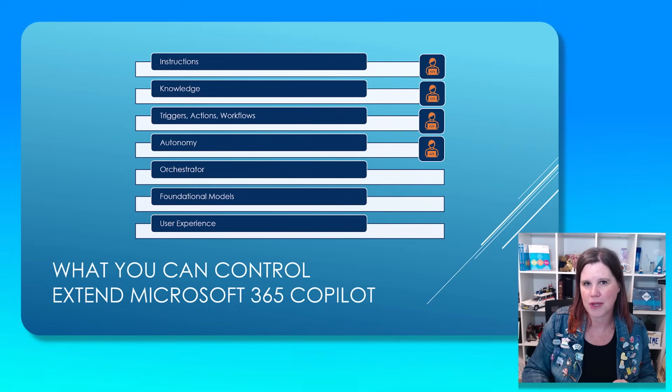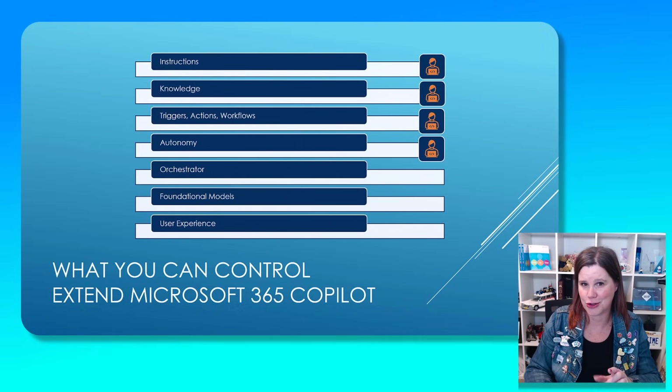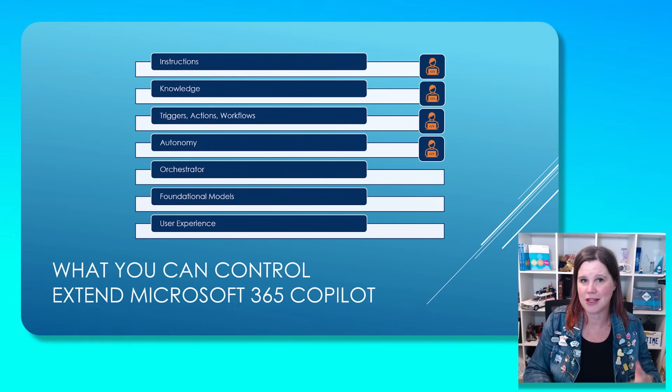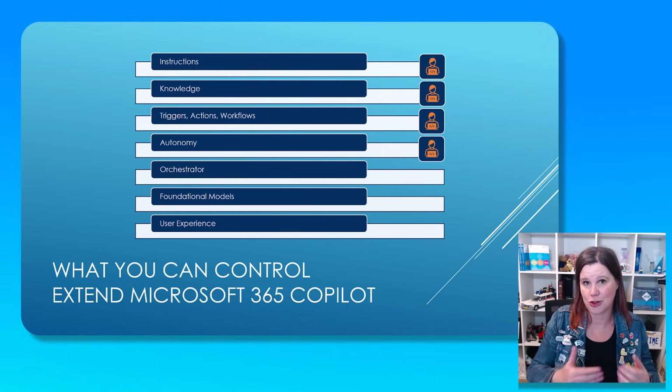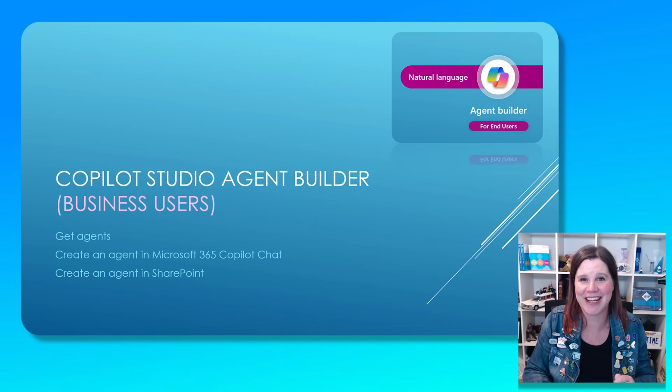I'm going to put autonomy in here as well. I think there are some options in there. I've seen some things coming on the roadmap. Not entirely clear how much of that you can do just yet, but I think that will be part of it. But you do not have control over the orchestrator, the foundational models, and the user experience is as it comes within that chat experience. So let's take a look now at the pieces involved here.